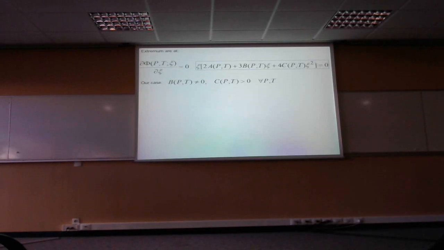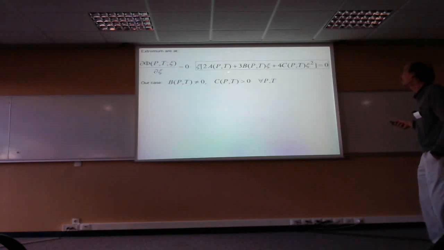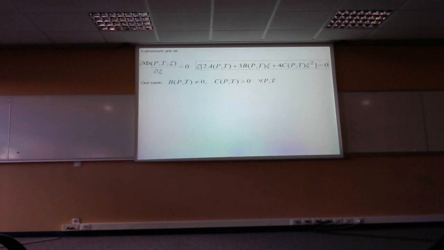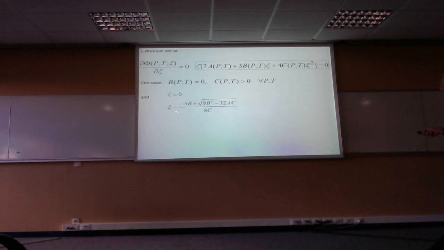Now, if we first look for the extremum, so where the minimum has to be, by taking the derivative with respect to psi of this function, you get this equation, psi multiplied by 2A plus 3B psi plus 4C psi squared is equal to 0. And so we see already two possible solutions. Psi is equal to 0 is a solution, or the second term is equal to 0. And then it depends, of course, which one is yielding the lower value of the potential, in order to find the real minimum. Now, in our case, B is not equal to 0 and C is bigger than 0 for all p and t, and so we can now work it out. So we have the minimum either at psi equals 0 or at psi equal to this solution of this quadratic equation.